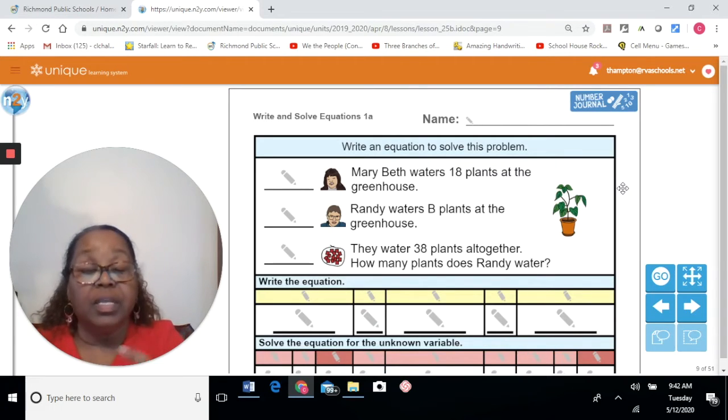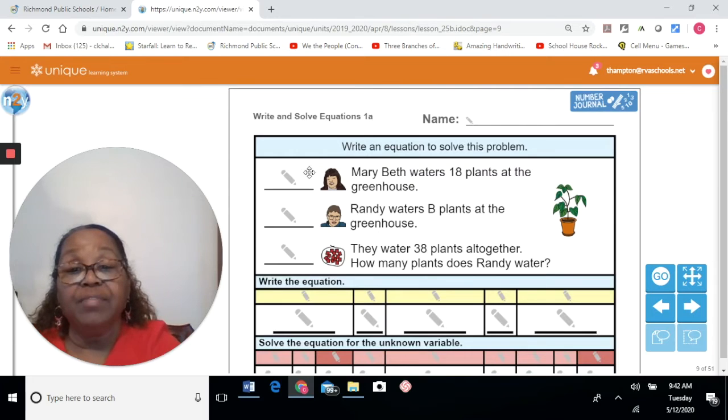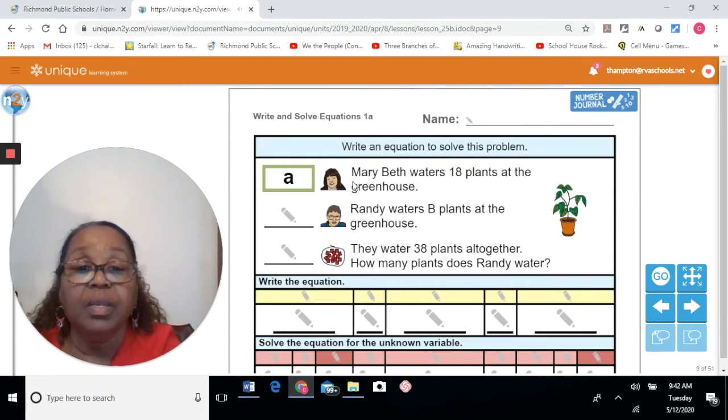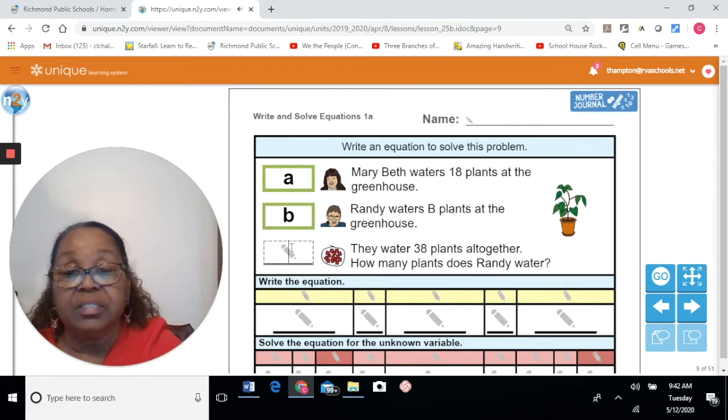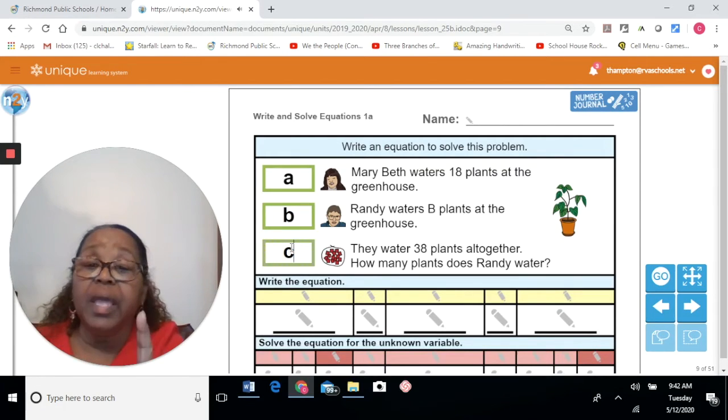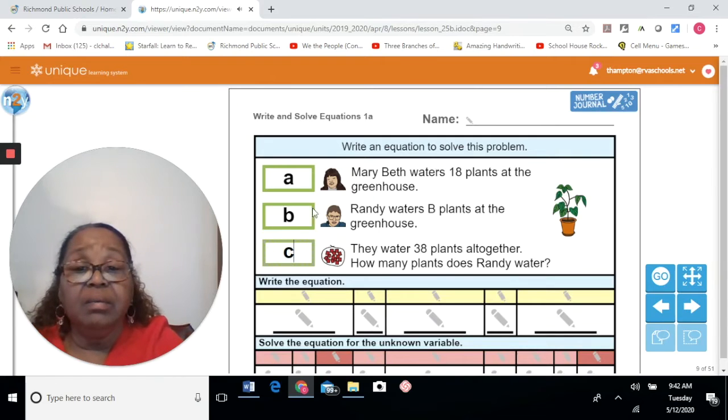Okay, so let's line up our equation. We know we have A, Randy is B, and C. The answer would be C. Now, B, we don't know B this time. Before, the variable that was unknown was C. This time, the variable that's unknown is B. So let's plug in our equation.